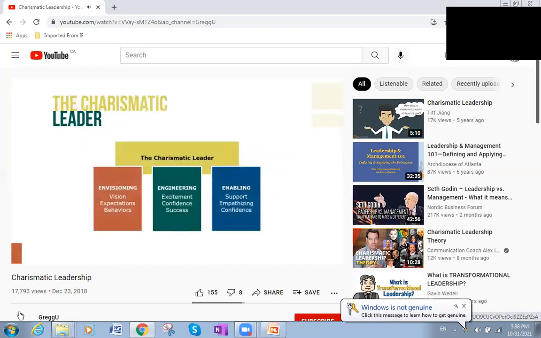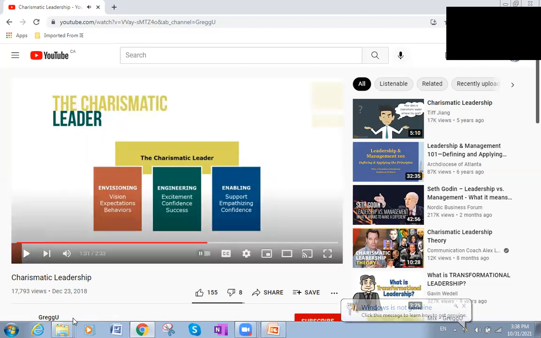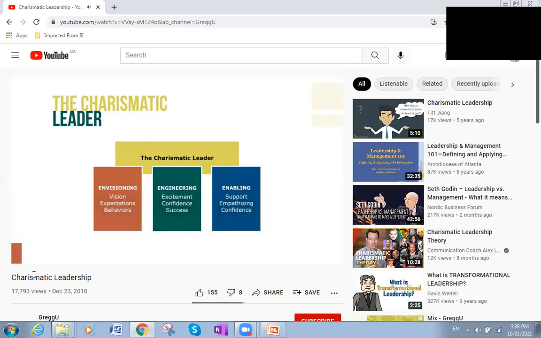This figure portrays the three elements of charismatic leadership in organizations. The charismatic leader is envisioning, setting vision and expectations, energizing, creating excitement, confidence and success, and enabling, providing support. He supports others, he emphasizes others, he has confidence.